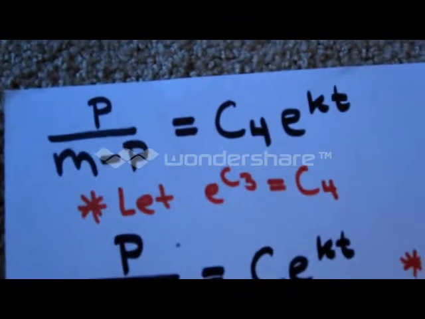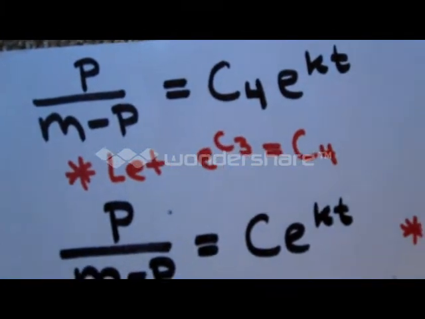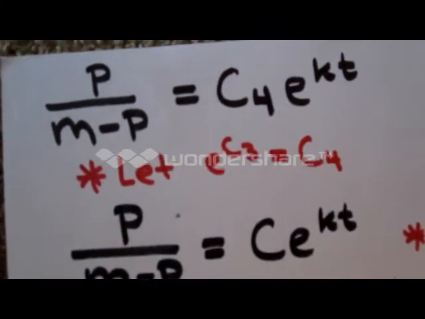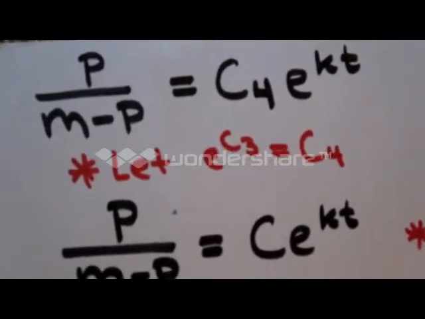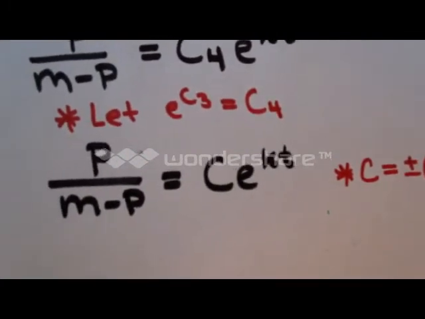So now that you have that, e to the c3 can be written as c4, because you don't know what the c is, so it can just become a constant number, and so it's going to be p over m minus p equals c4 times e to the kt. And you can just let c4 equal c just to make it look prettier, and it would be the same as p over m minus p equals c e to the kt, which is what part B was asking you for. So you've solved for p over m minus p equals c e to the kt from your original equation.